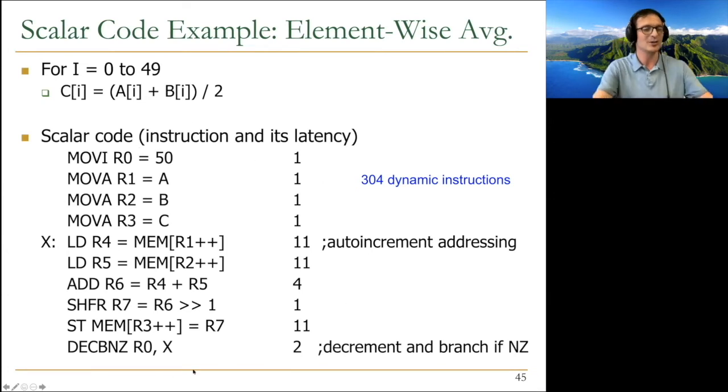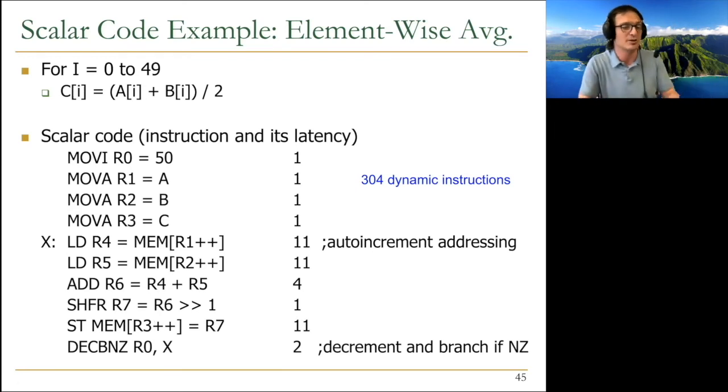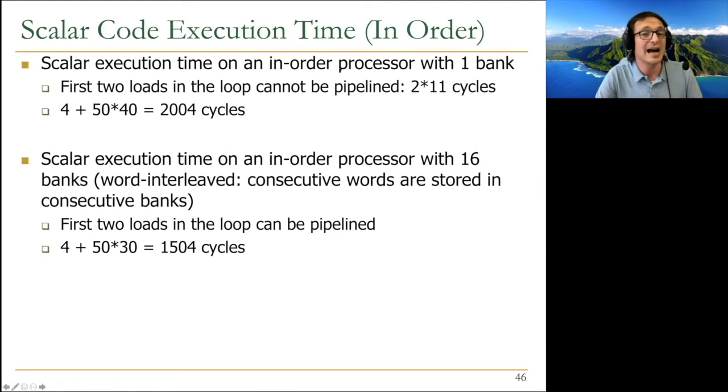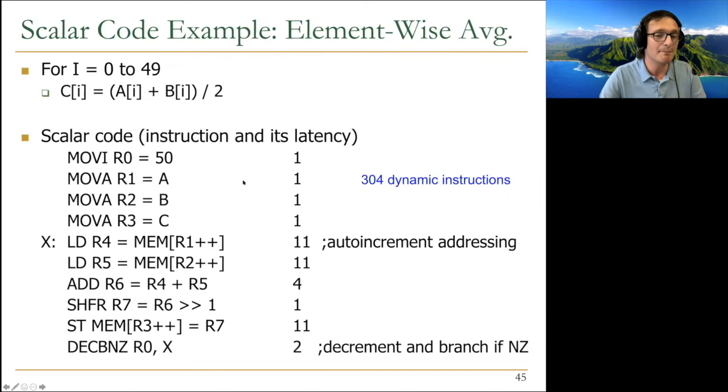I'm not going to go into out-of-order execution here, but out-of-order execution could actually be useful by parallelizing different loop iterations, unrolling the loop internally in the machine. So it could actually improve performance. But I'll leave that to you as an exercise, how long it takes to do this in an out-of-order machine with some assumptions. But let's take a look at simple machines first. Scalar execution time on an in-order processor with 1 bank. This is very, very simple. Basically, you will see that it takes 2004 cycles to do it because we have 1 bank. Essentially, these are 4 cycles.